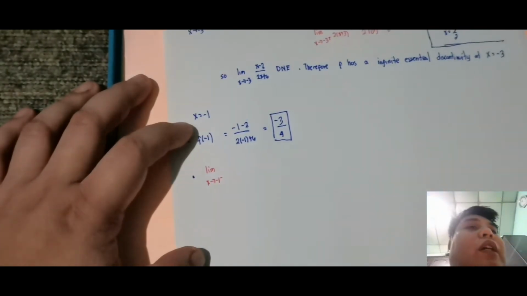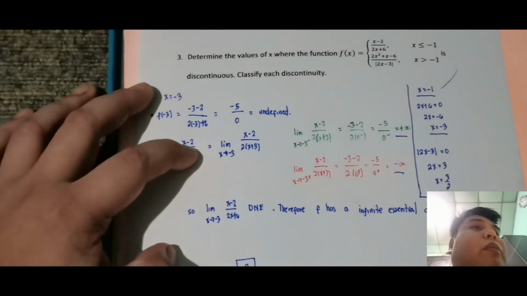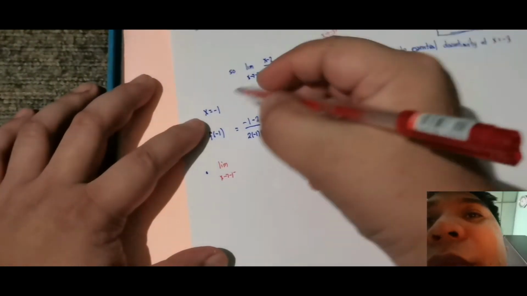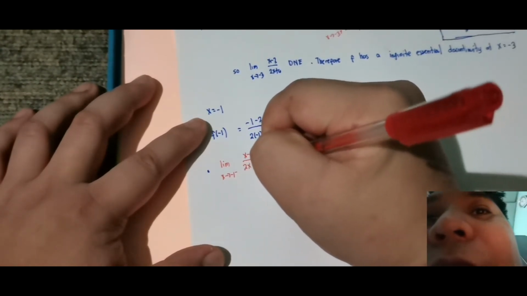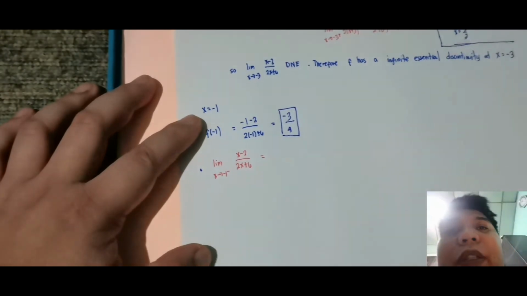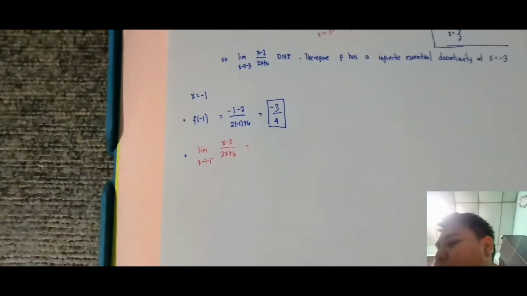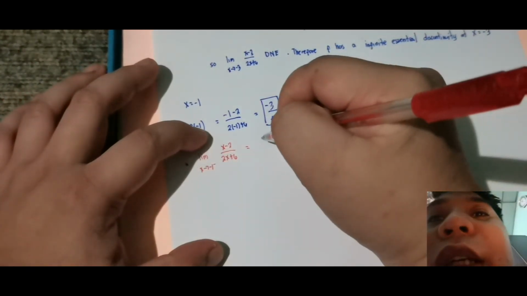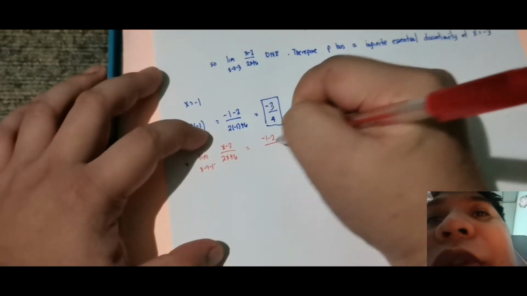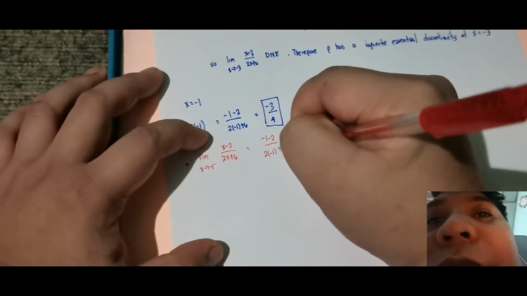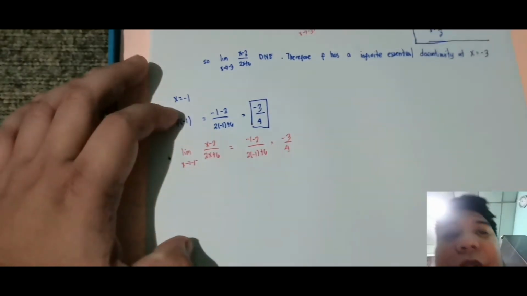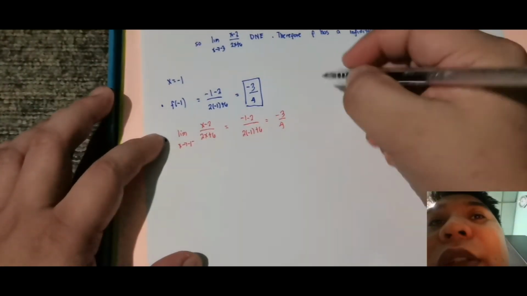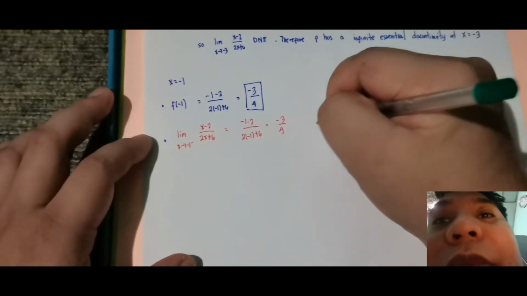So kukunin ko yung function sa taas. So anong kukunin ko? Yung from the left is x minus 2 over 2x plus 6. So kung napapansin mo, wala naman epekto dyan. Hindi yan makaka-apekto literal dun sa ating sagot. So that is equivalent sa negative 1 minus 2 over 2 times negative 1 plus 6, which is equal sa negative 3 over 4.